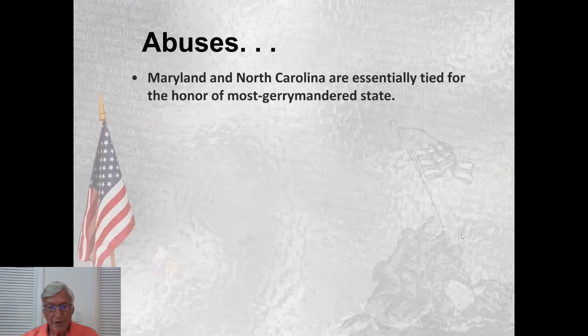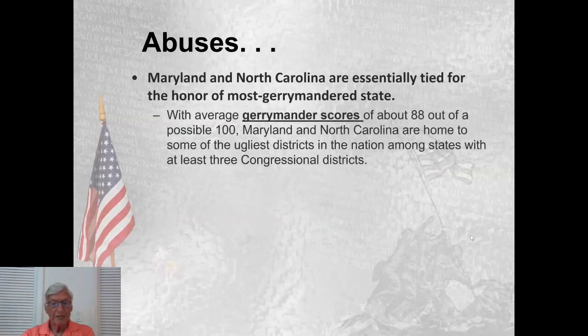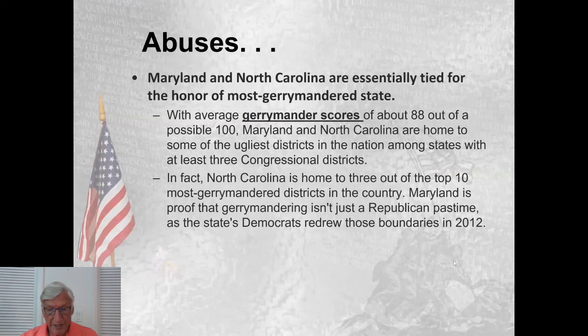Maryland and North Carolina are essentially tied for the most gerrymandered states. Now, they do develop, and I'll mention it here in a minute, a gerrymander score, an average gerrymander score of about 80 out of a possible 100. Maryland and North Carolina are home to some of the ugliest districts in the nation among states with at least 3 congressional districts. In fact, North Carolina is home to 3 out of the top 10 most gerrymandered districts in the country.